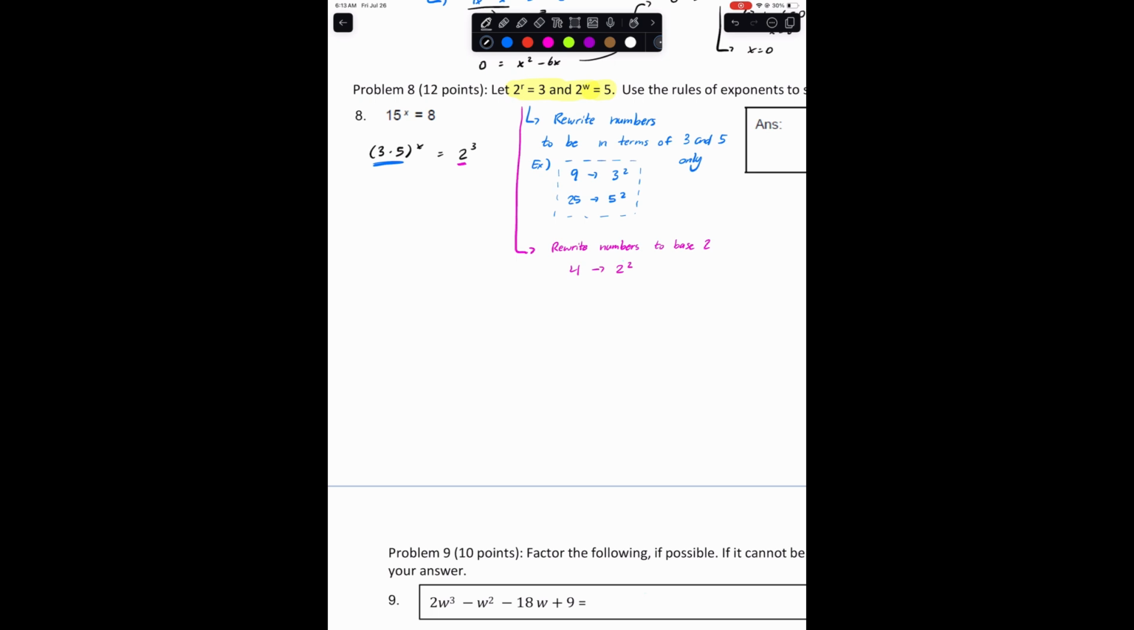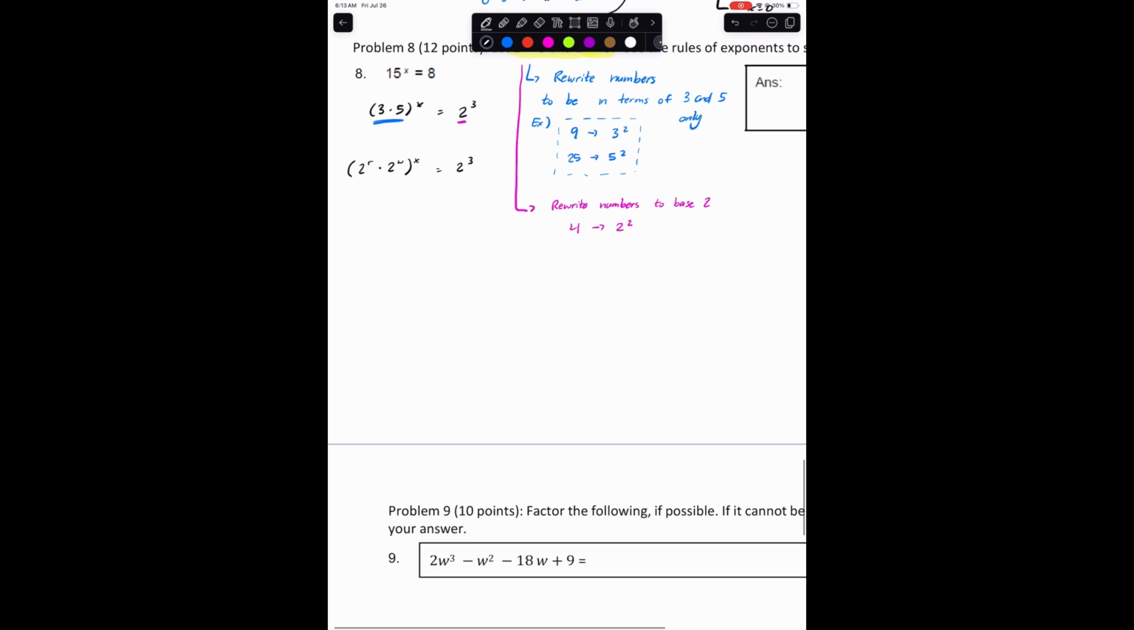Now, what I'm going to do first is rewrite the 3 and 5 using the rules we have. So this would be 2 to the r times 2 to the w, sorry, all to the power of x equals 2 cubed. Now, first law, we can multiply these together and get 2 to the r plus w, to the power of x equals 2 cubed.